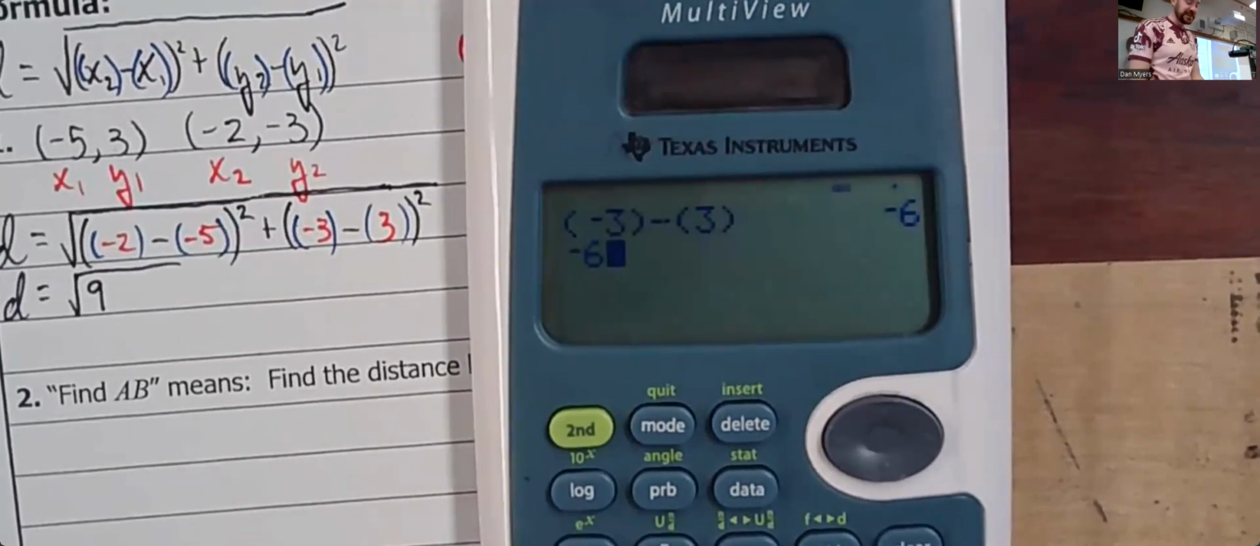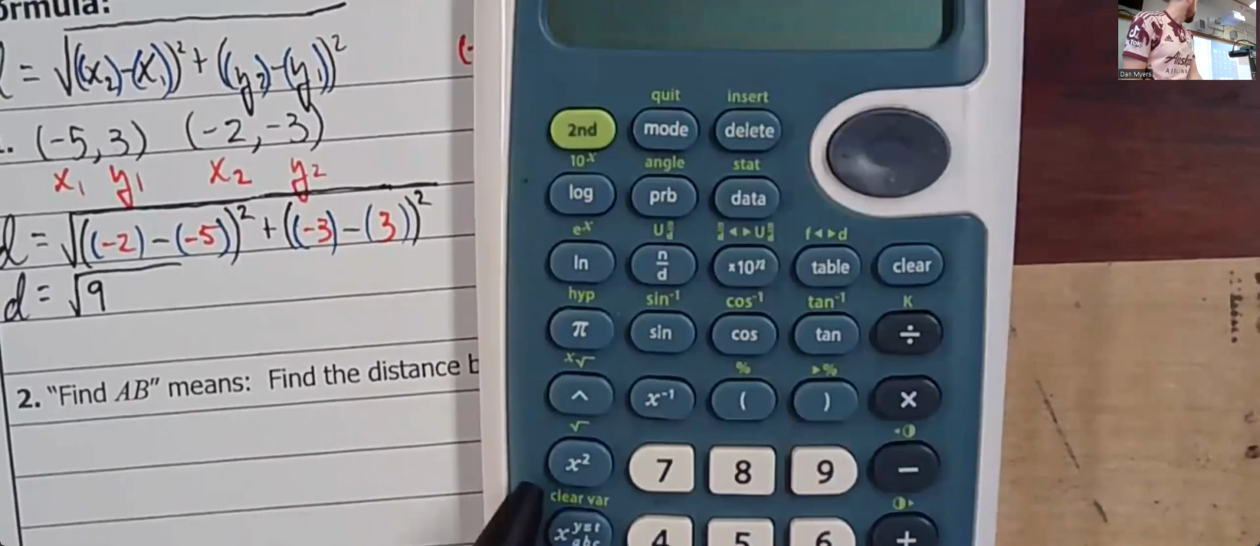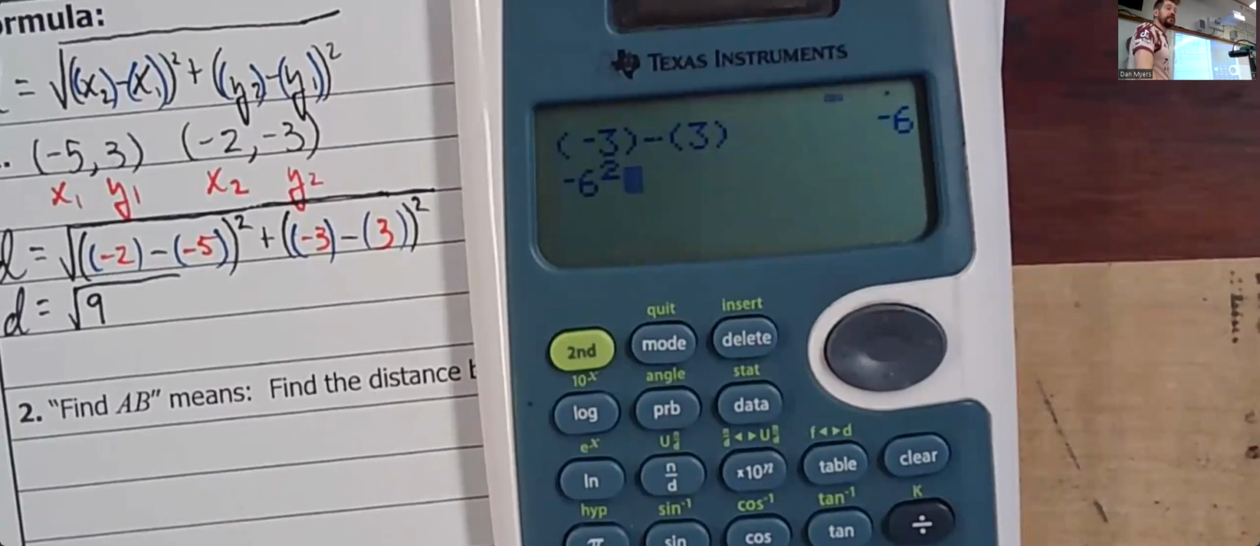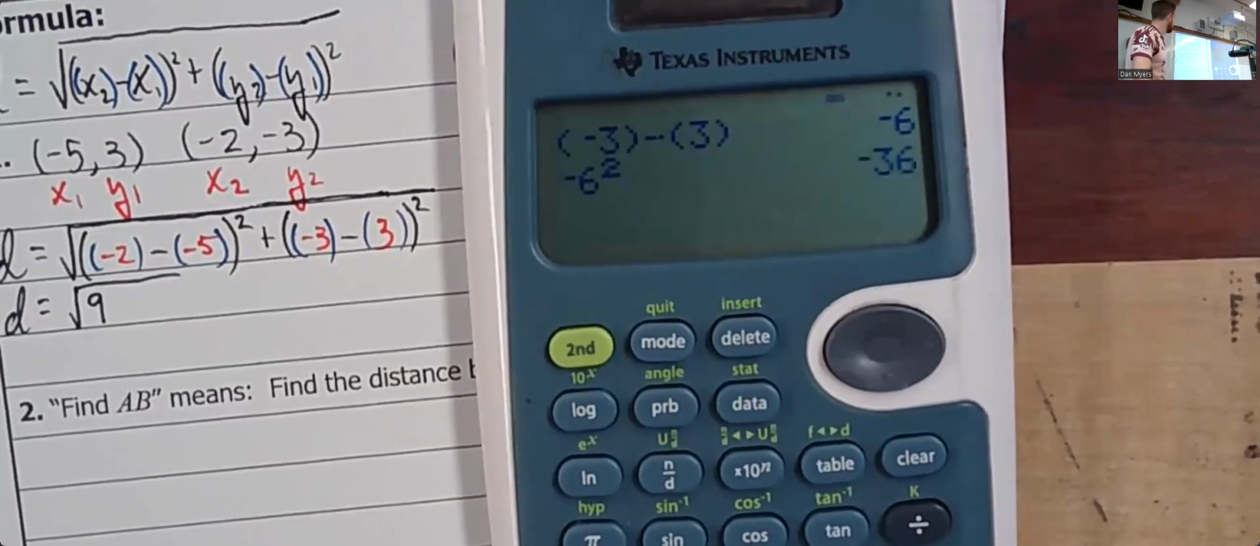So if you type in -6, the squared button is right next to 7. It's the one that says x squared. So if you type in -6 squared, what does your calculator show when you do that? It says -36, which is weird because that's actually correct. Might not seem correct, but it is.